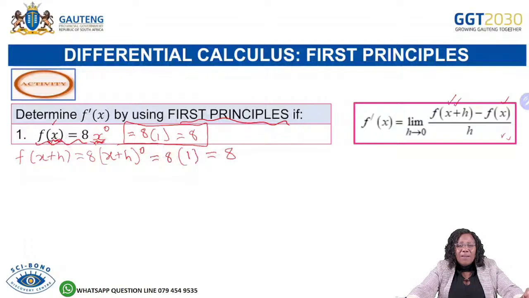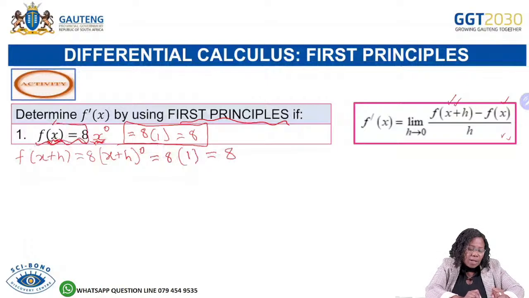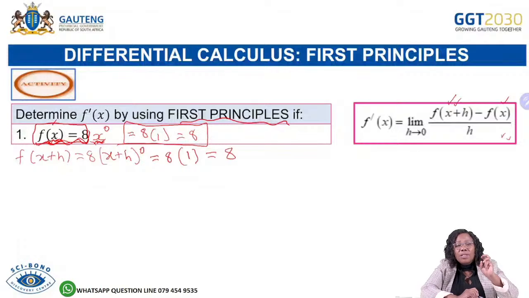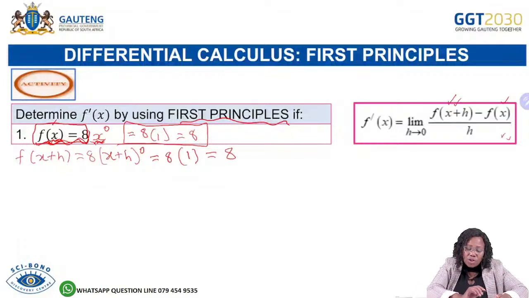It's the same. F at x is equal to 8, and the f at x plus h is also equal to 8. This will be the condition, grade 12, where you are given your f at x as being a constant value there. Your f at x will be the same as your f at x plus h. And then now, after calculating these two, we can now go into our formula. F derivative of x equals the limit of h approaching 0 of f at x plus h.